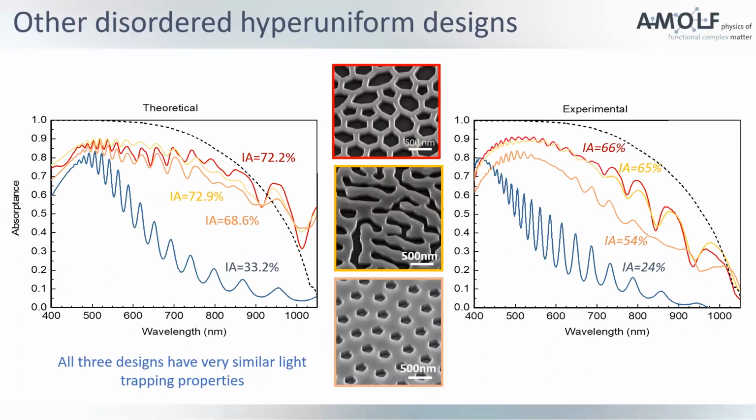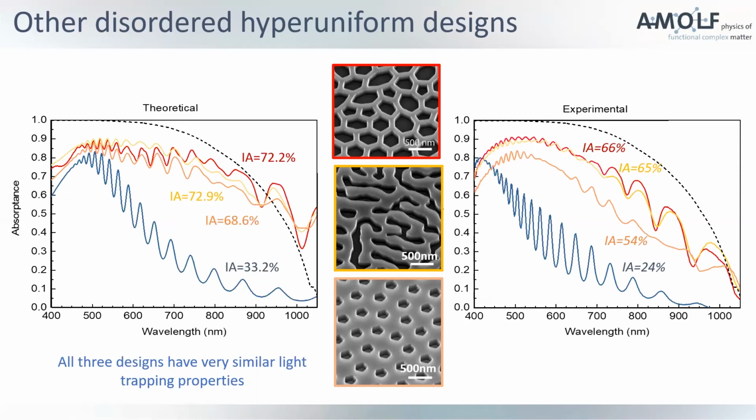We also measured the absorption, of course. On the left side, in theory, as we can see, we expect that all of the hyperuniform structures have very similar light trapping properties. And on the right side, which is experiment, you can see that again the absorption is increased quite a lot by introducing these structures.